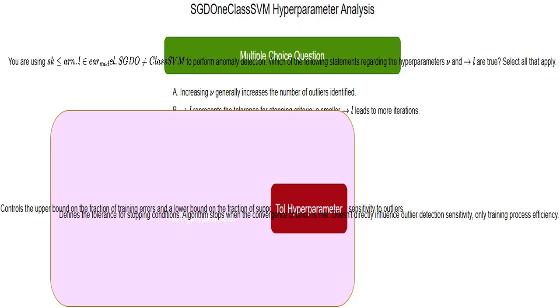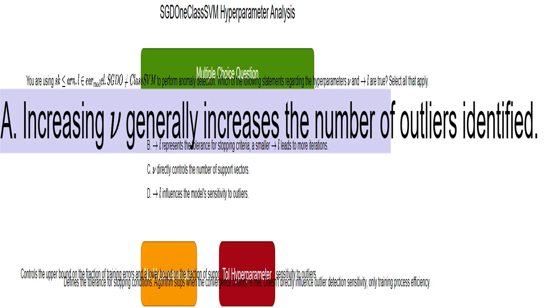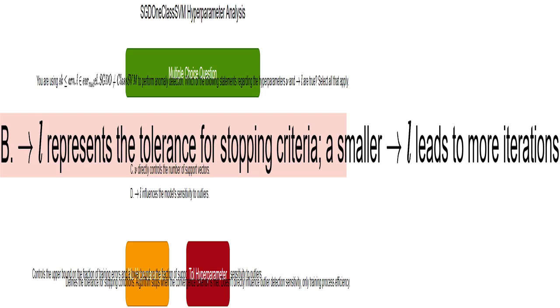I'm looking at the NU hyperparameter. It sets an upper bound on the fraction of training points allowed to be labeled as outliers and a lower bound on the fraction of support vectors. A higher NU value allows for more outliers in the model. I'm using the SGDOneClassSVM from the Sklearn library. This is a powerful tool for detecting anomalies in my dataset. Increasing NU means I'm raising the limit on the proportion of data points considered outliers. So, I expect more outliers to be identified. The TOL parameter sets the tolerance limit. A smaller TOL means I'm setting a stricter convergence standard, so the algorithm will run for more iterations before stopping.